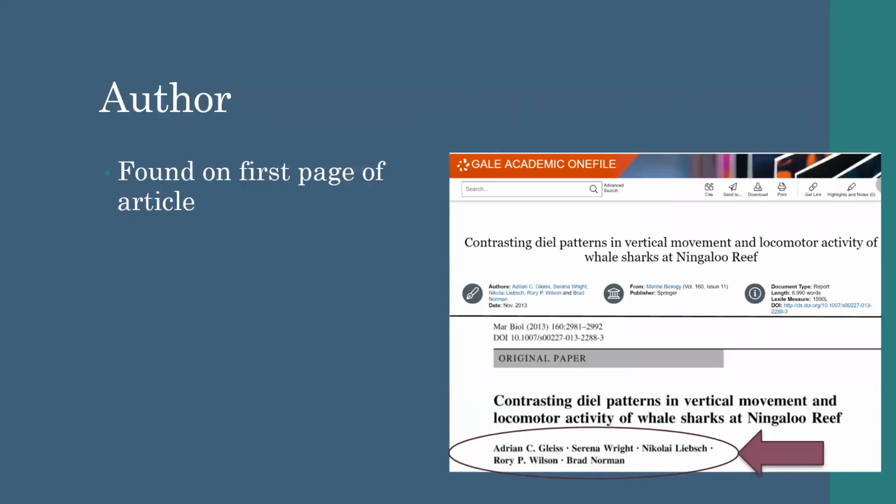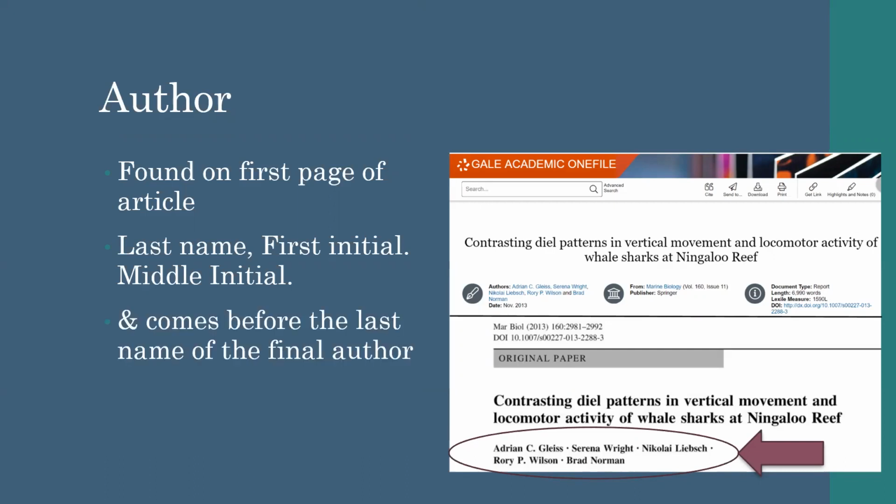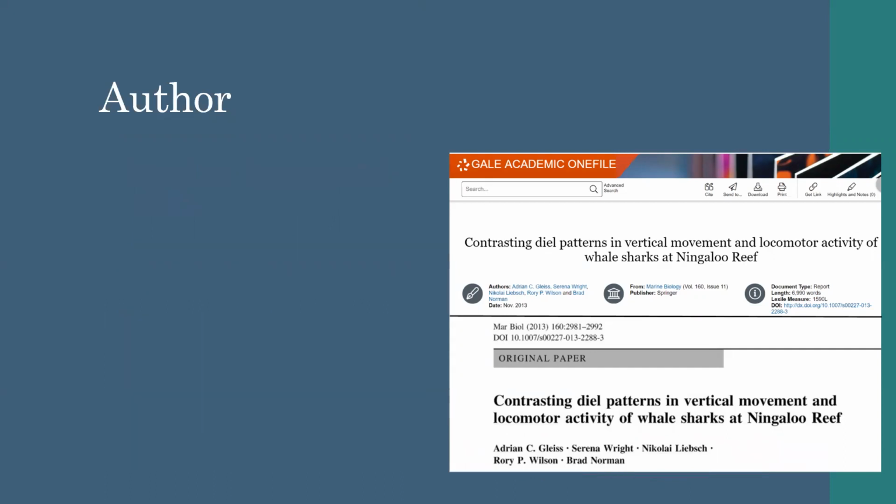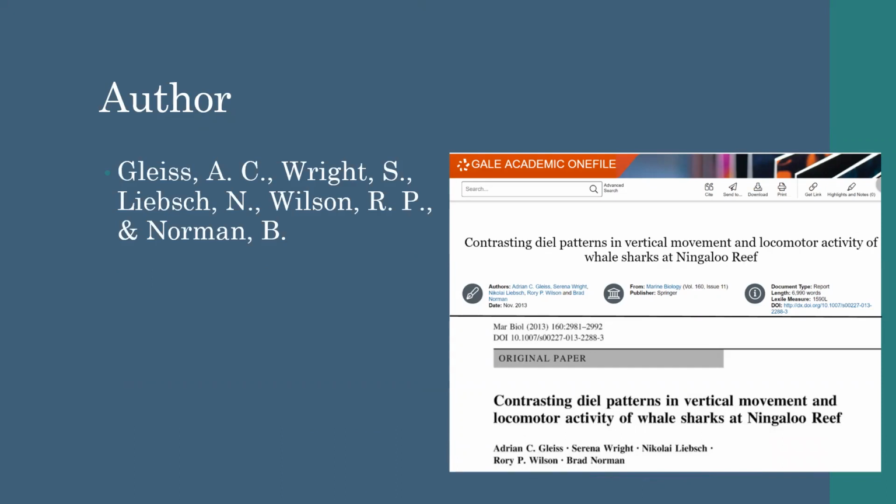Information about the author is found on the first page of the article. All authors' names are written with the last name first, comma, first initial, period, middle initial, period, if available. An ampersand is placed before the final name if there is more than one author. There is a comma after each name and a period after the final name. In the case of our example, the names will be written Gleiss, comma, A. C., comma, Wright, comma, S., comma, Leach, comma, N., comma, Wilson, comma, R. P., comma, ampersand, Norman, comma, B.